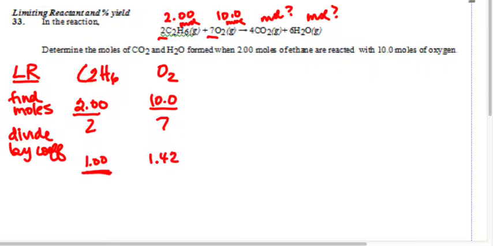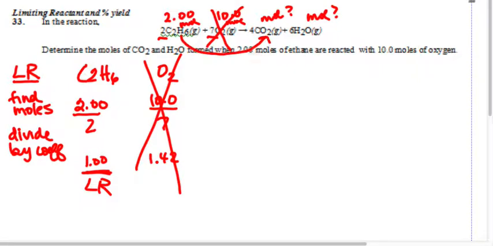We're never going to use these numbers that I've written down for anything else. It's only to figure out which one's going to run out first. So since this one is smaller, this is going to be our limiting reactant, and this one is in excess. We have plenty of it. So now we know that we're going to do stoichiometry from here to there to find carbon dioxide.